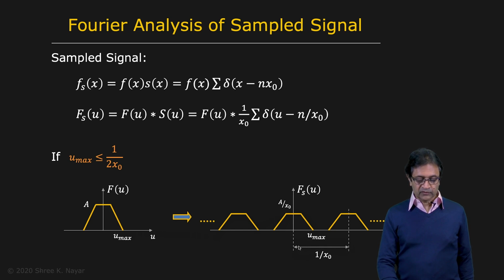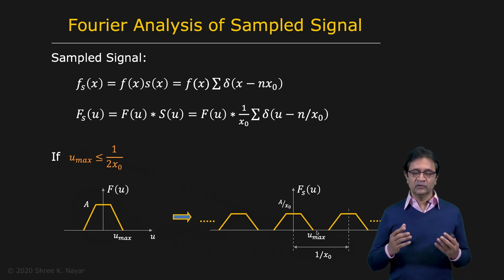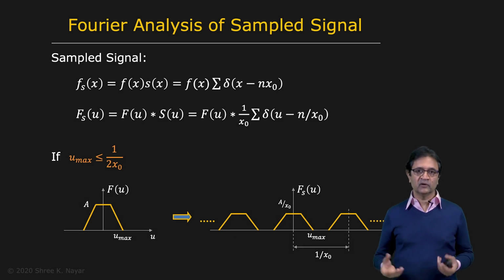So this is good news for us. All we want is this. We want one copy, but now we have multiple copies of f. And as long as u max, which is the maximum frequency in f right here, is less than or equal to 1 over 2 x0, that is half of this distance, you're going to know for sure that these copies don't overlap each other. You're going to get these non-overlapping copies.